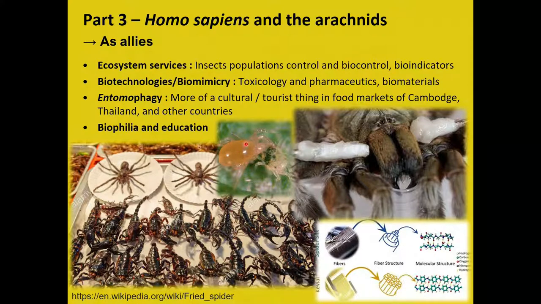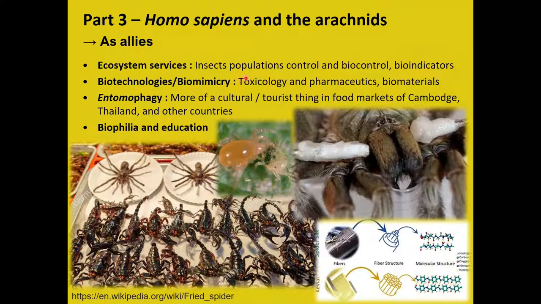This predaceous mite is used to kill the Tetranychidae, which attack the plants. Pretty effective. If you have questions about this kind of practice, I can answer you, because I will be working on this kind of stuff. And also bioindicators, which means that we can study arachnids to know about the quality of an ecosystem and how it is going.